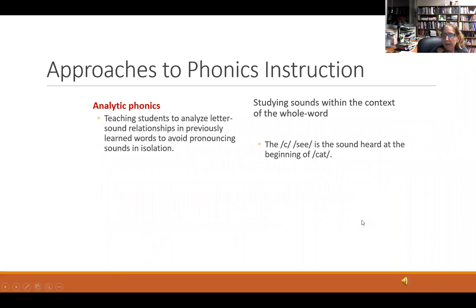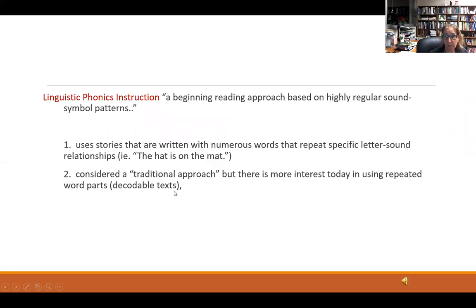So, analytic phonics, studying words within the context of the whole word. The C is the sound heard at the beginning of cat, but I would find that confusing. I would find that very confusing. So I need to take a look at that because I couldn't work with that.